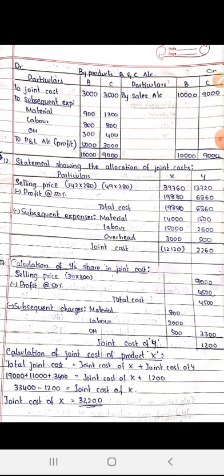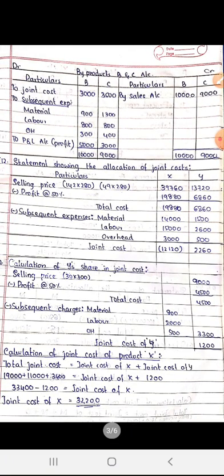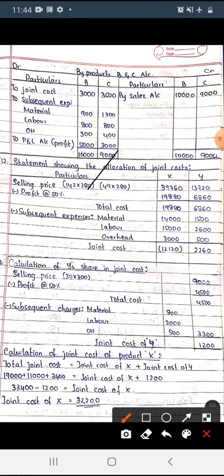142 units into 280 is given, right? 280 per ton. 142 into 280 and 49 into 280, that is 39,760 and 13,720. Minus profit 50% we have to deduct, then we get the total cost. From the total cost we have to deduct the subsequent expenses, that is materials 14,000, labor 15,000 and overhead 3,000 for X, then 1,500, 2,600 and 500 for the Y. Then we get the joint cost.